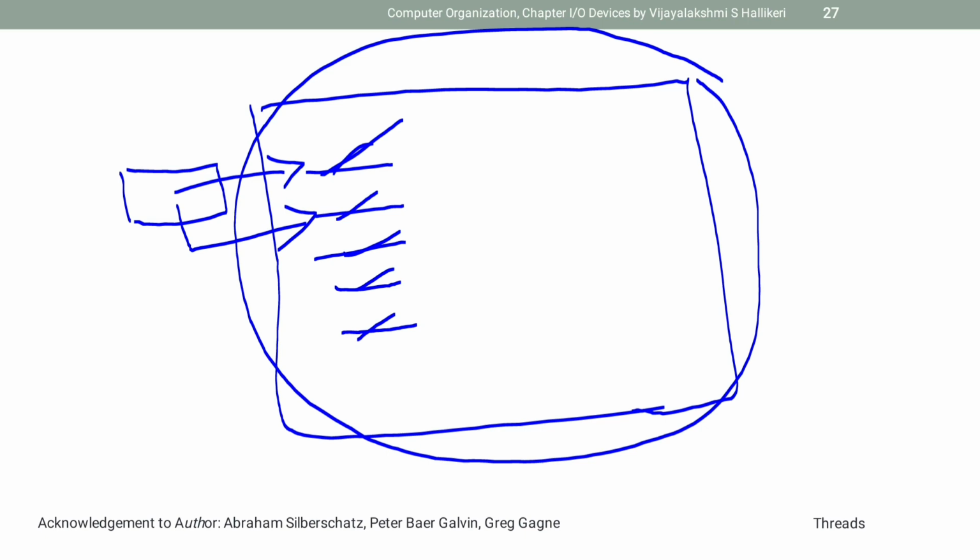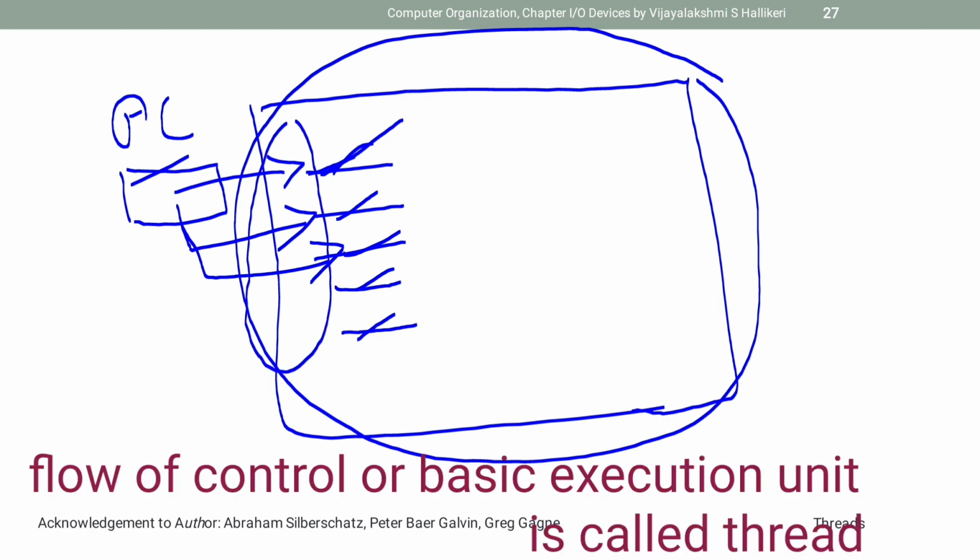During execution of the second instruction, the program counter will be loaded with the address of the third instruction. This is how the instructions are pointed to by the program counter and executed by the processor one by one. This is what we call one flow of control. This flow of control is called a thread.